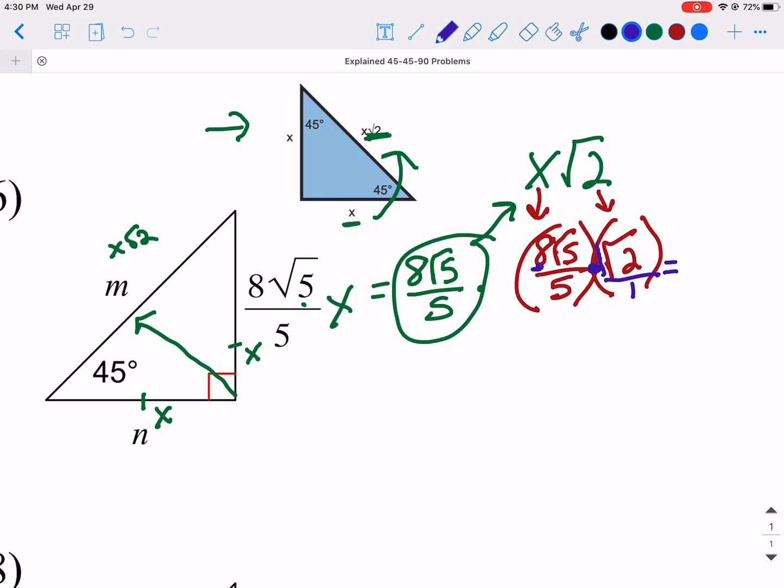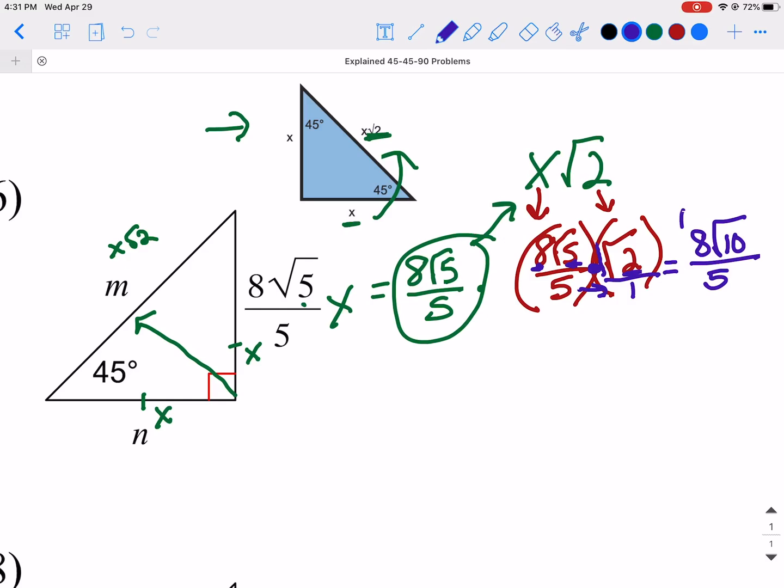So 8 times 1 is 8. I can only multiply inside radicands together if their indexes are the same. So 5 times 2 is rad 10. And then I multiply straight across on the bottom. 5 times 1 is 5.